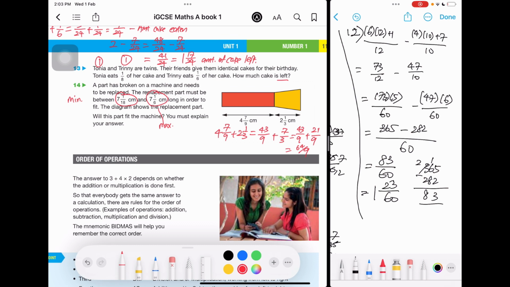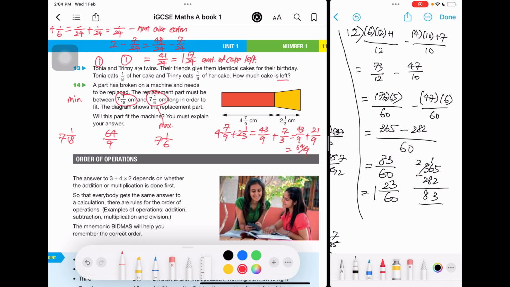So is 64/9 in between 7 1/18 and 7 1/6? Based on this number, you can't really tell. You have 7 1/18 supposed to be the minimum, and 7 1/6 supposed to be the maximum. Now you are expecting 64/9 to be somewhere between the minimum and the maximum. So how can we compare? We are expecting this to be somewhere in this region.